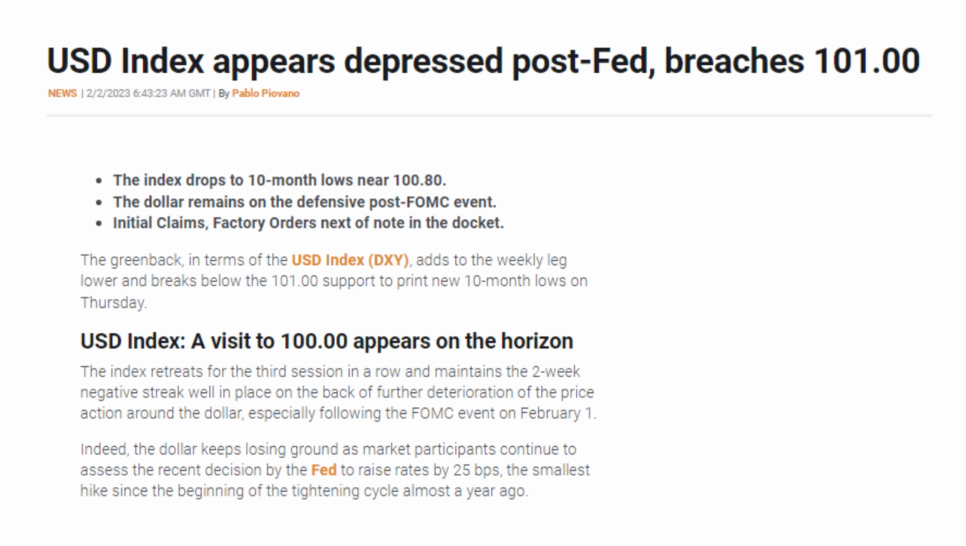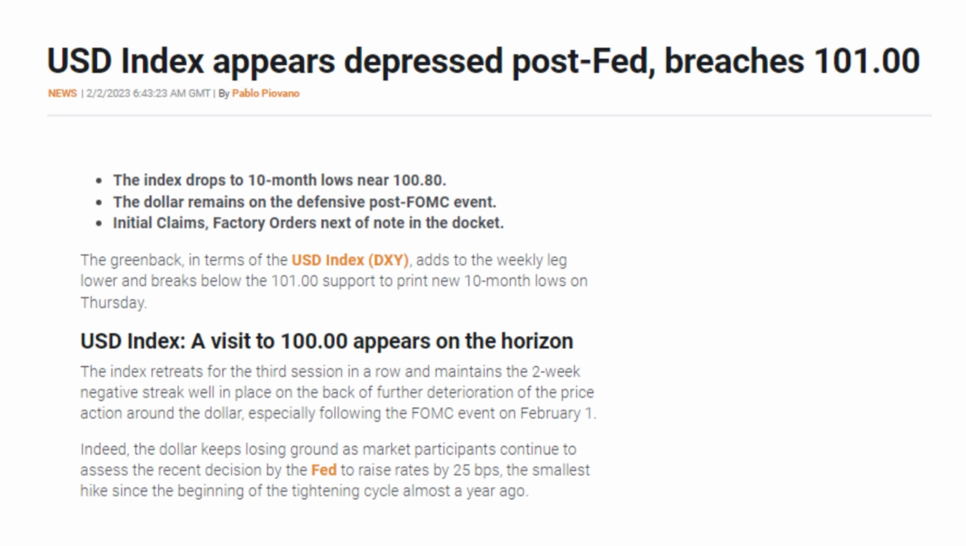The greenback, in terms of the USD index, DXY, adds to the weekly leg lower and breaks below the 101.00 support to print new 10-month lows on Thursday. USD index, a visit to 100.00 appears on the horizon.